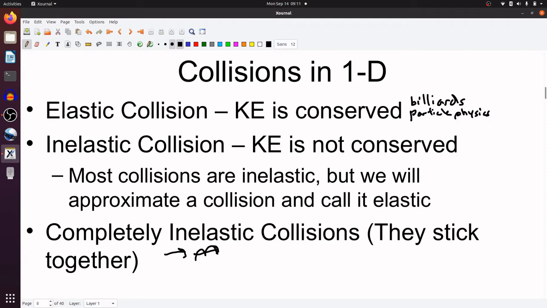Completely inelastic and elastic. A lot of times, this is simply just called inelastic. But it's really not inelastic. But a lot of people just refer to it as inelastic. So the terminology is a little bit, I wouldn't say vague, but approximated. There we go. Approximated.